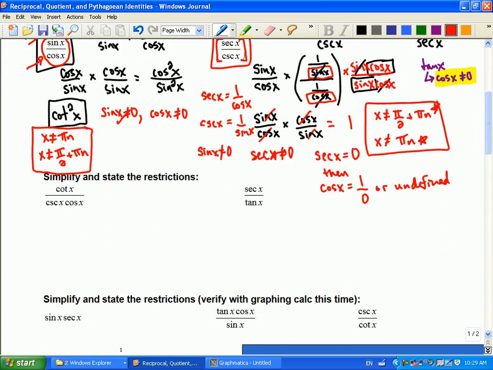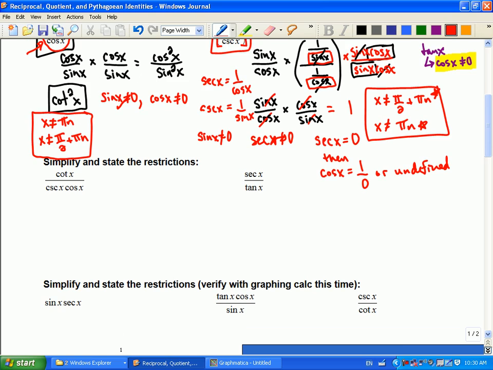Okay, so these ones are a little gentler. I would like you to try them as far as start from the beginning, simplify it, and find the restrictions.